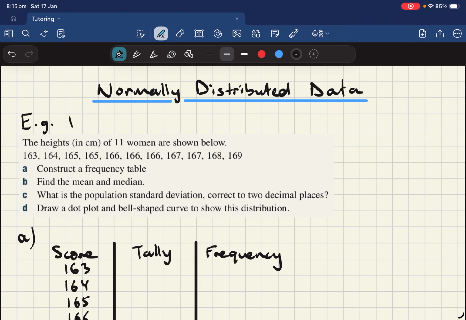So in this video, we are going to look at drawing a bell-shaped curve to represent normally distributed data. Now, we have here the heights in centimeters of 11 women shown below. Now, the first example is saying to construct a frequency table.